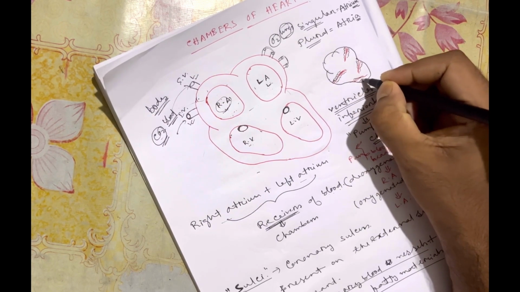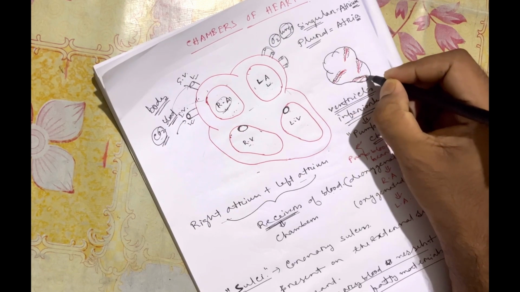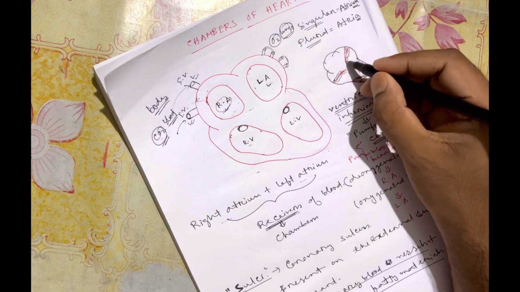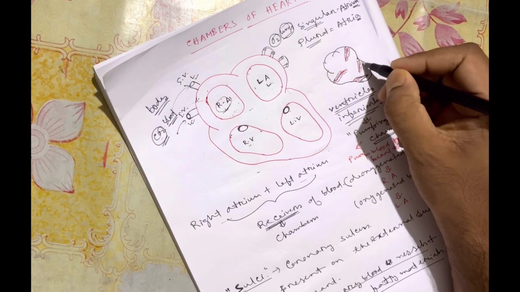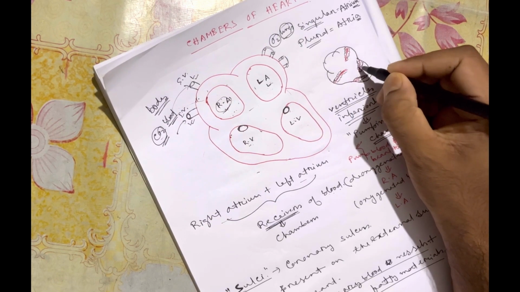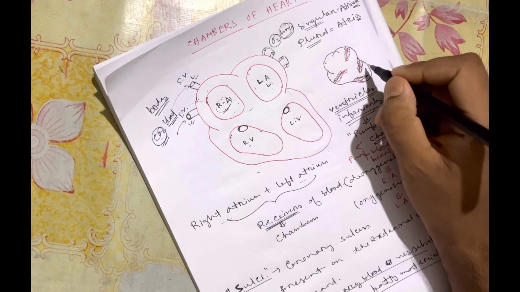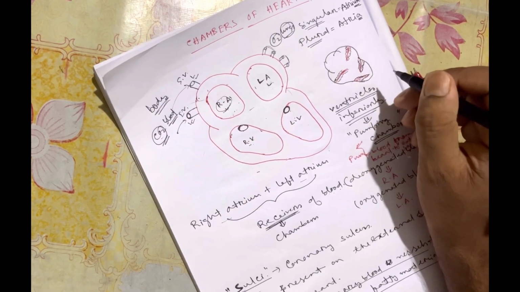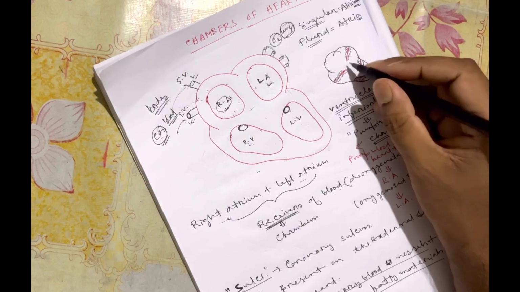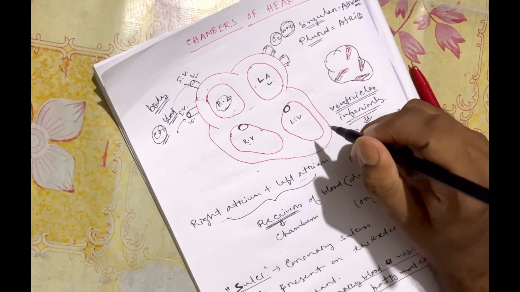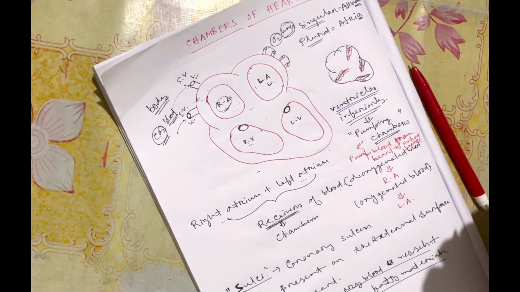Those are called the sulci. The coronary sulci comprise those fatty materials. Basically, these coronary blood vessels are covered by some kind of fatty materials. Those fatty materials along with the coronary blood vessels are called the coronary sulcus. Okay, so they are present in the external surface of our heart.